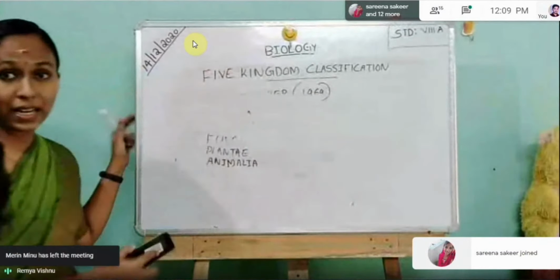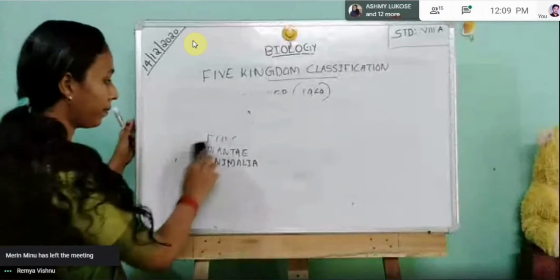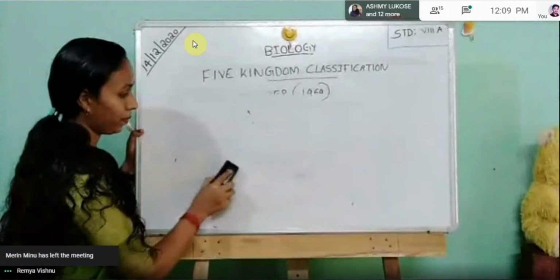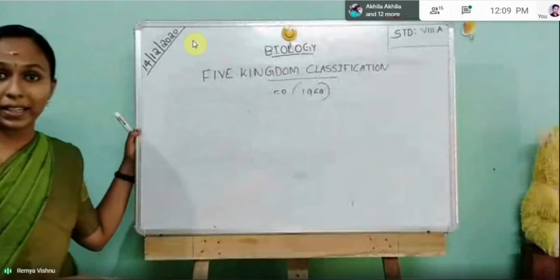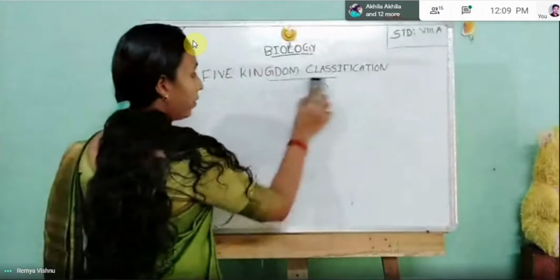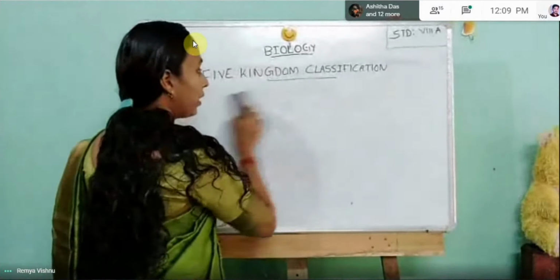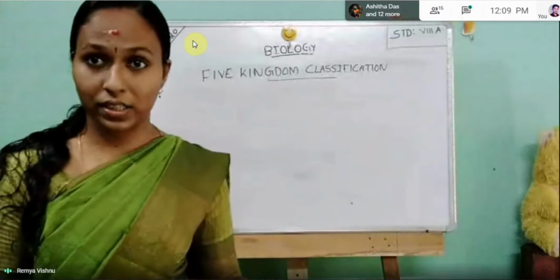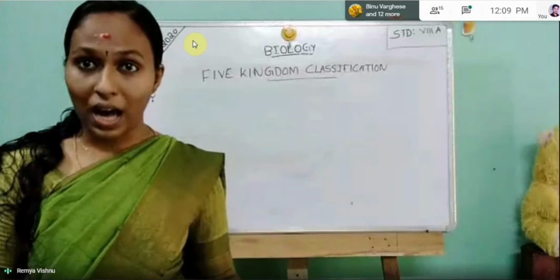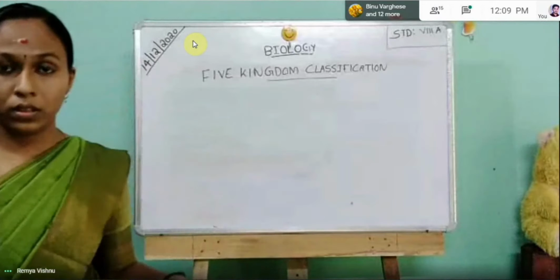Take your science diary and write down the following questions. First question is, who proposed the five kingdom classification? The next question is, which are the major criteria used by Whittaker? Are you finished?